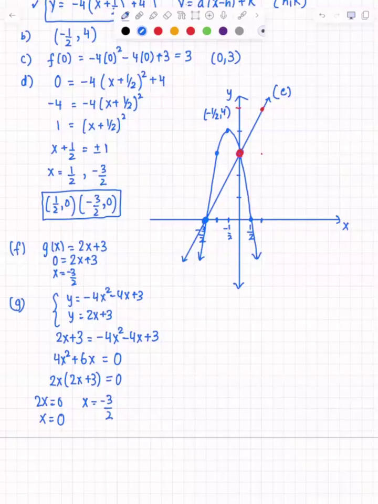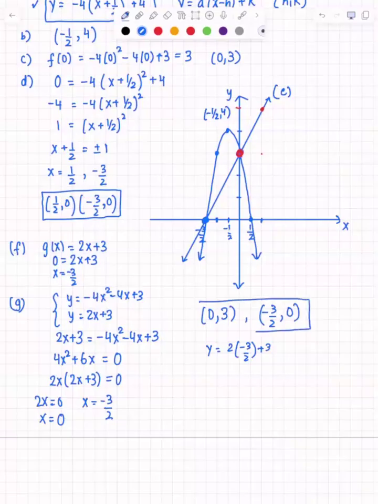But that's not the solution. The solutions are coordinate points, right? It has to be an x with a y. So when x is 0, we can plug in for y is equal to 2x plus 3. X is 0, so y is 3. It's one solution. And then x is negative 3 halves. We have y is equal to 2 times negative 3 halves plus 3, which is negative 3 plus 3, that is 0.